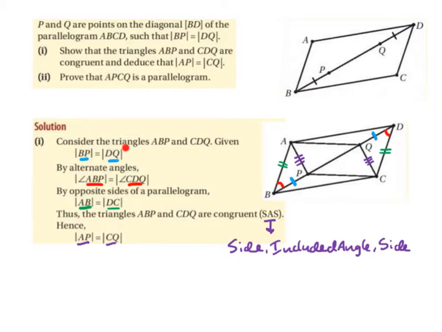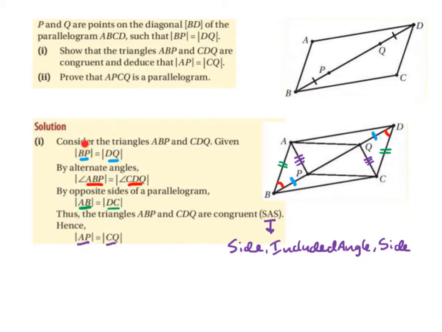So consider the triangles ABP. So what I've done is drawn in an extra line to join up A and P. And CDQ. So again, I've drawn in an extra line to join up C and Q.